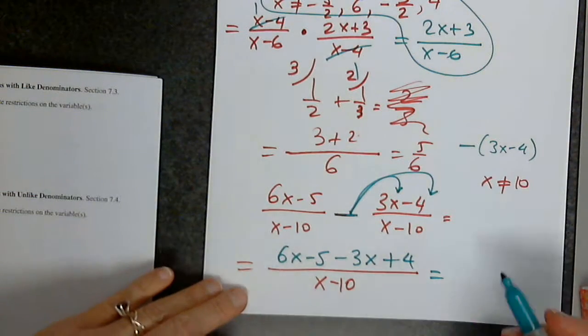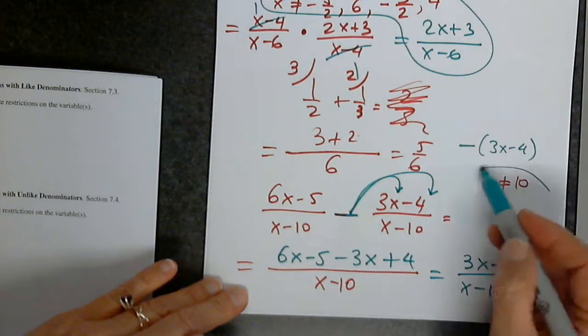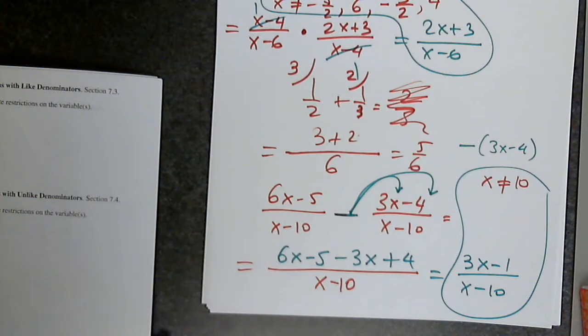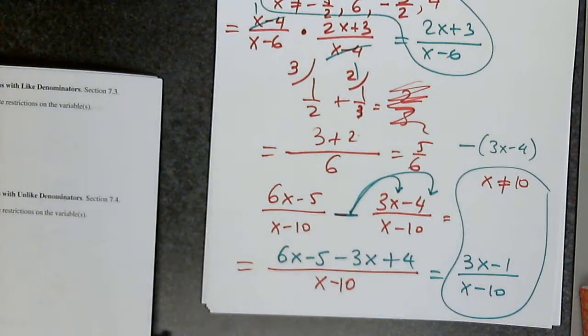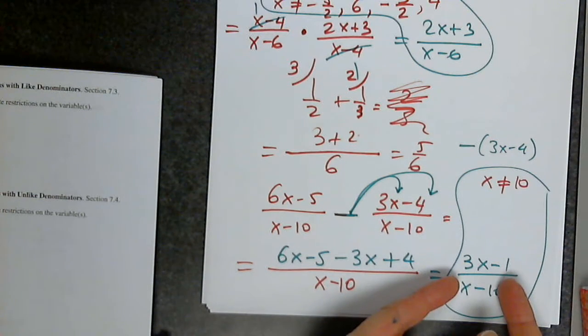I can only combine like terms, and I get 3x minus 1 over x minus 10, and this is it. And no one can further simplify that. One remark here. When we add and subtract, we do not factor the tops, the numerators, ever, till the very last step. But there is nothing I can factor here.